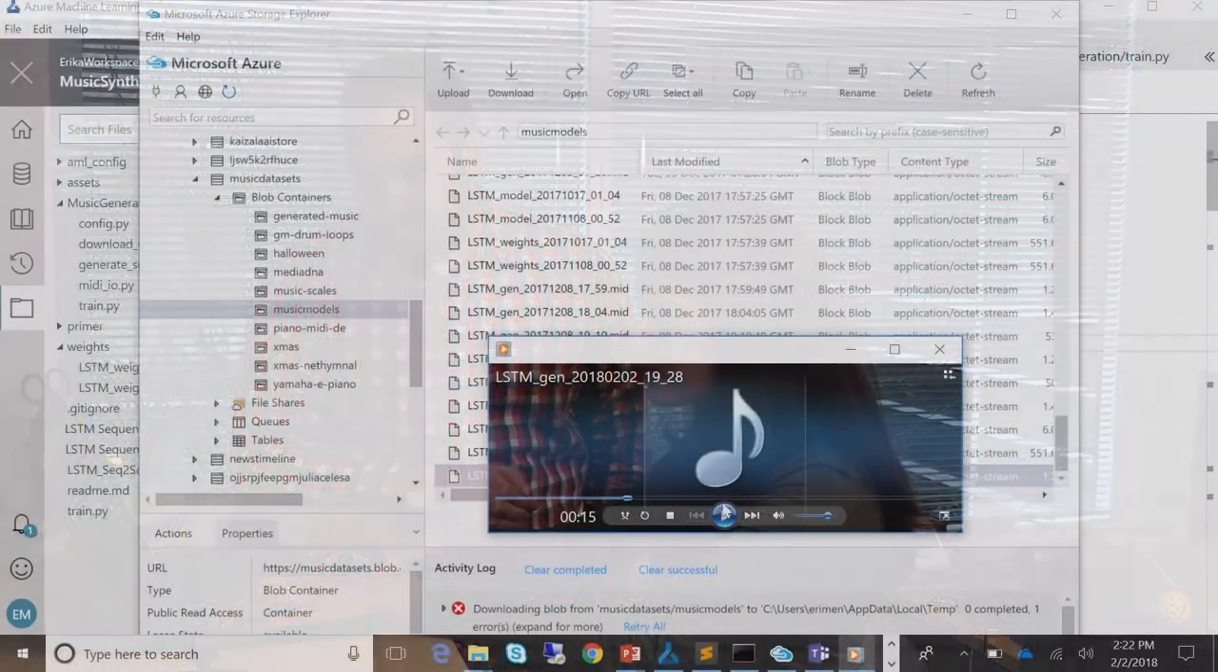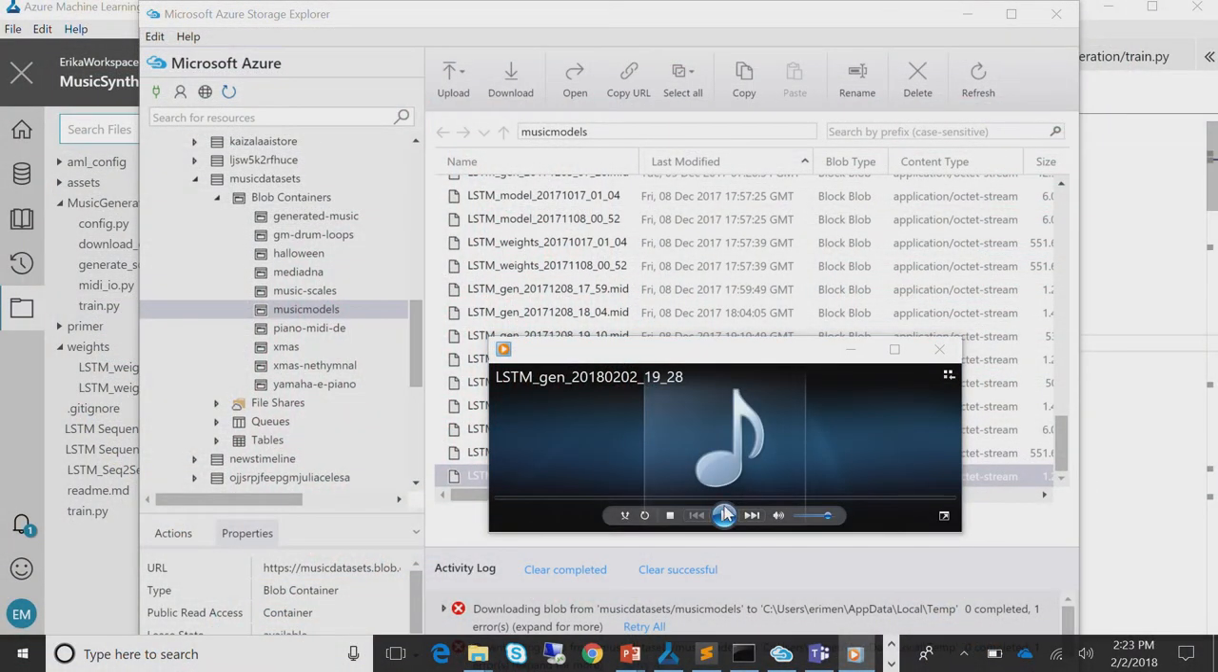Oh, fantastic. So what does the music sound like? Because I'm interested in hearing what the original music sounds like versus what the new music sounds like. Okay, I can show that to you. So I have it open here. Okay.